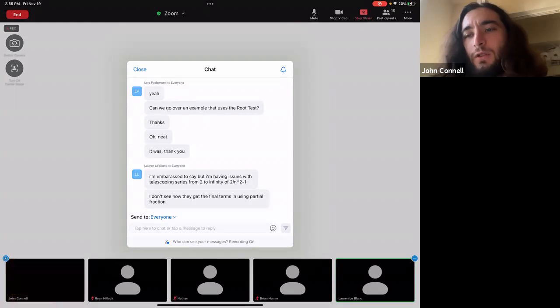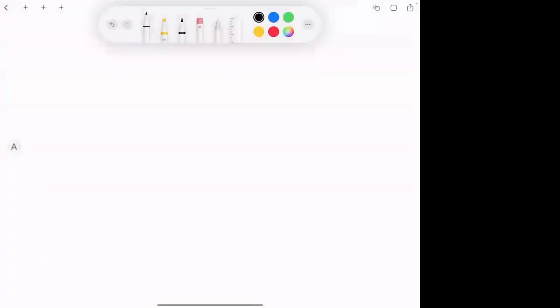Well, okay. 2 over n squared minus 1. So what is the partial fraction decomposition of that? For partial fraction that I got, you get 1 over n minus 1 minus 1 over n plus 1.